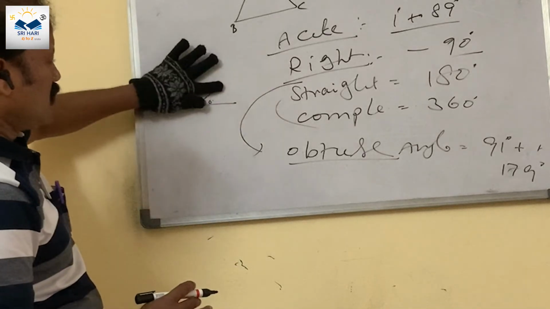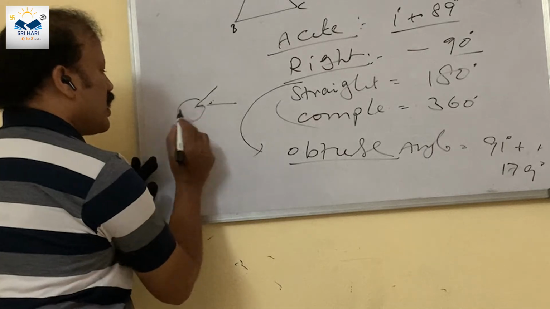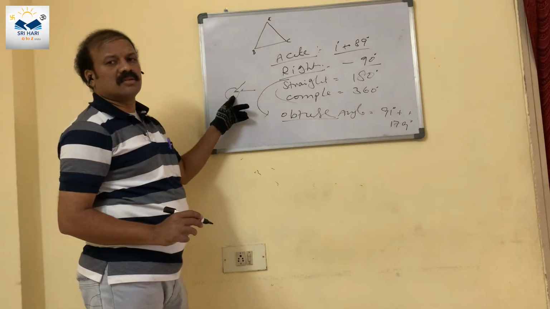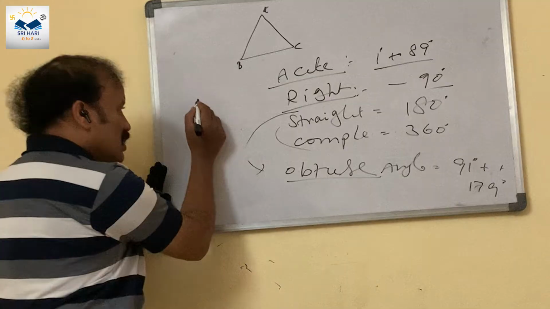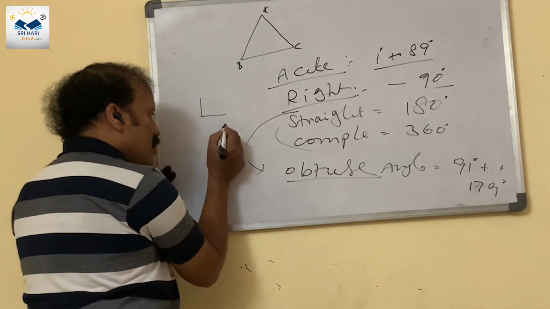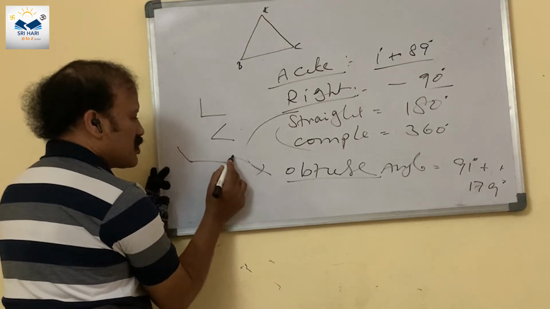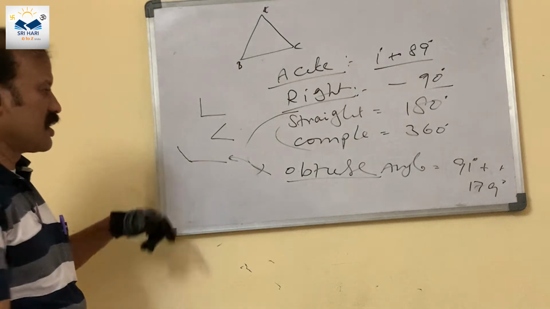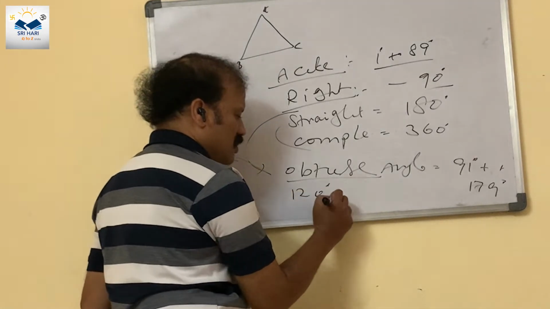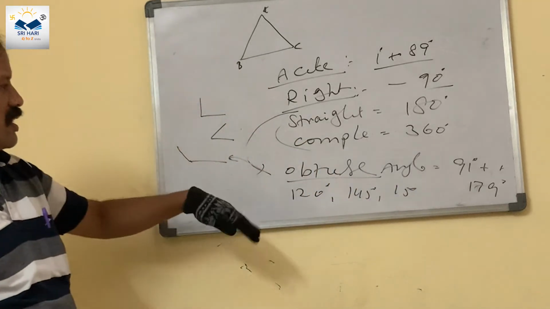So not like this. The remaining shape, suppose this angle is a reflex angle, but the obtuse is different. Obtuse is not 90 degrees. That is an acute angle. Obtuse is more than 90 degrees. It is more than 90, like 120 degrees. Suppose 120, 145, 150. These are all obtuse angles.